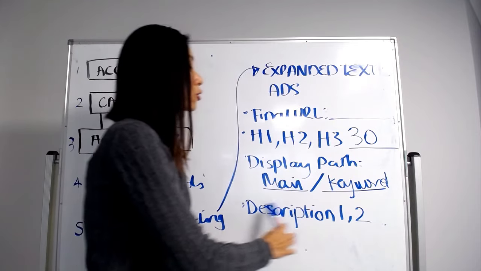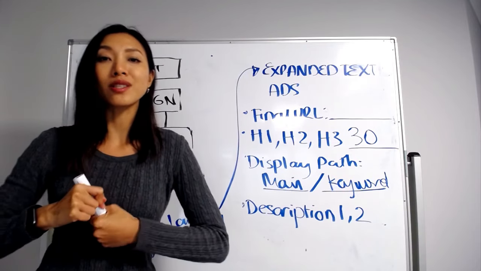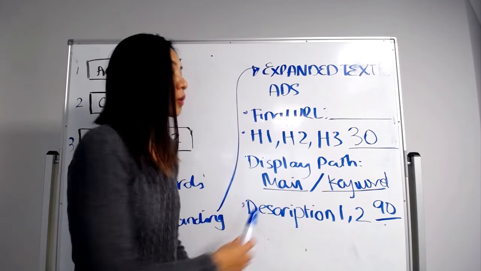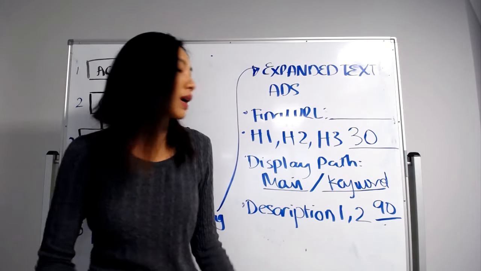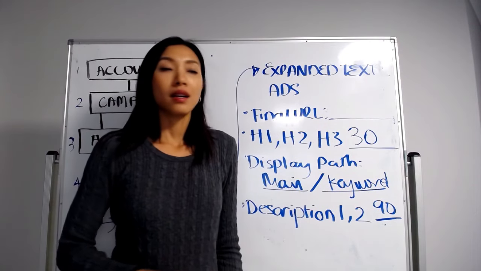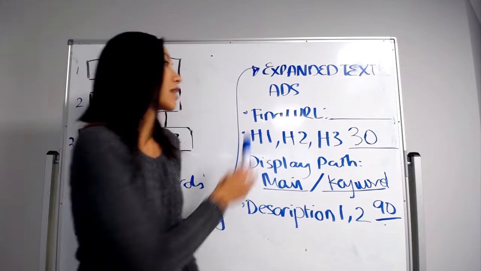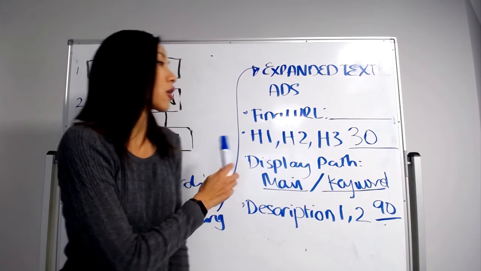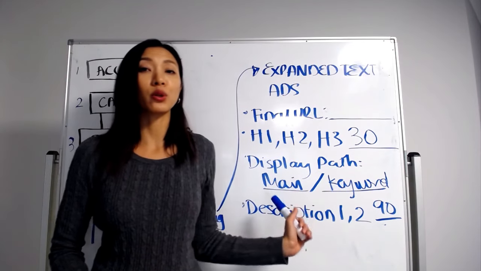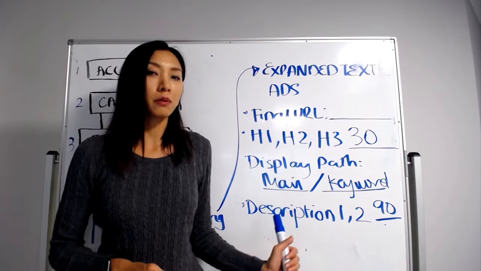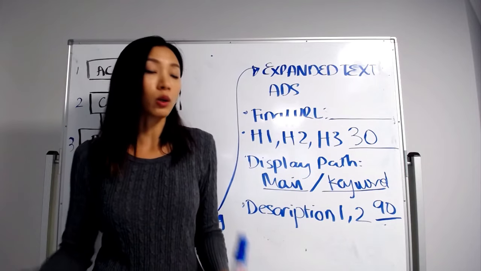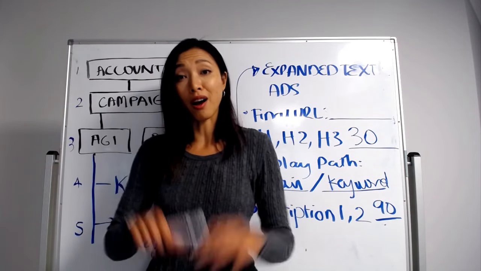And last, you've got 2 descriptions. Within your descriptions, you have up to 90 characters. So within description, you want to have description 1, which is benefit 1, description 2, benefit 2, with a call to action. And that's the anatomy of an expanded text ad. Your final URL, which is your landing page, 3 headlines with a 30 character limit, display path, where ideally you put your main keywords, and 2 descriptions with 90 characters. And I recommend putting a benefit statement with a call to action in the description area of your ad copy.